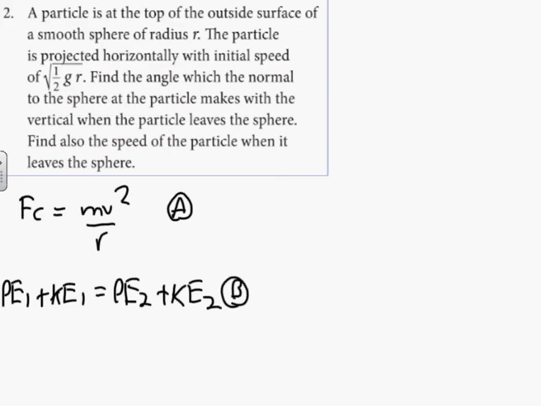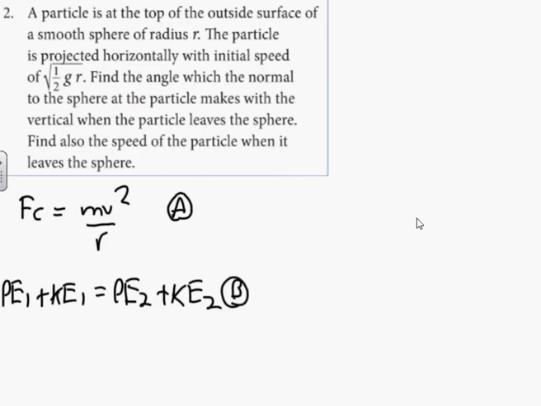What we're going to get here, guys, is a particle at the top of the outside surface of a smooth sphere of radius r. The particle is projected horizontally with initial speed of root a half gr. Find the angle which the normal to the sphere at the particle makes with the vertical when the particle leaves the sphere. Find also the speed of the particle when it leaves the sphere.